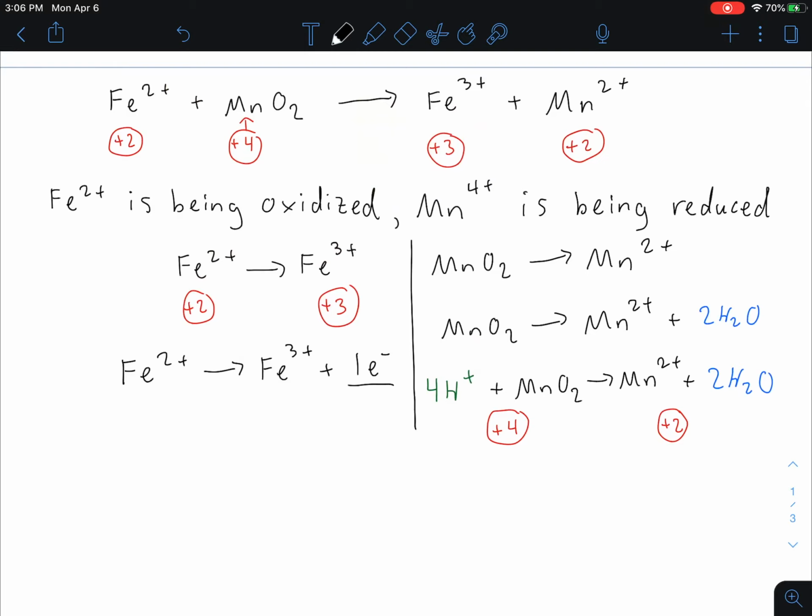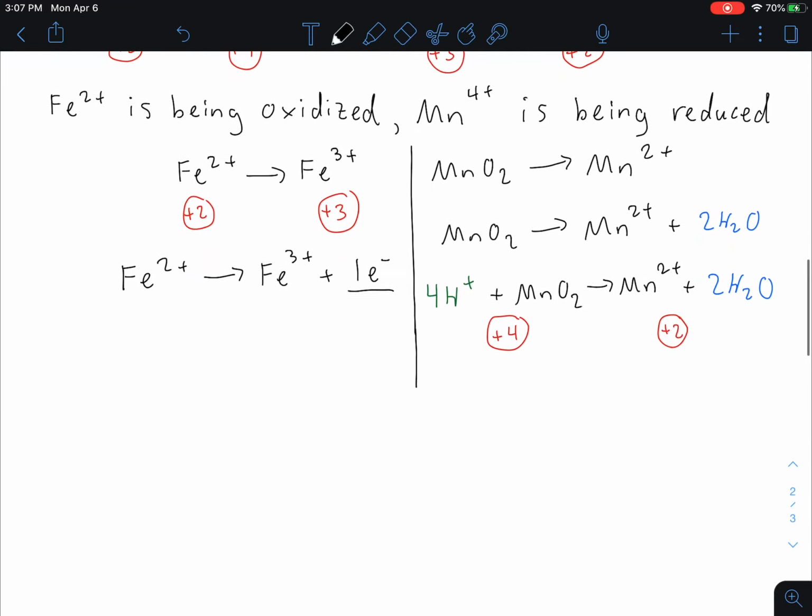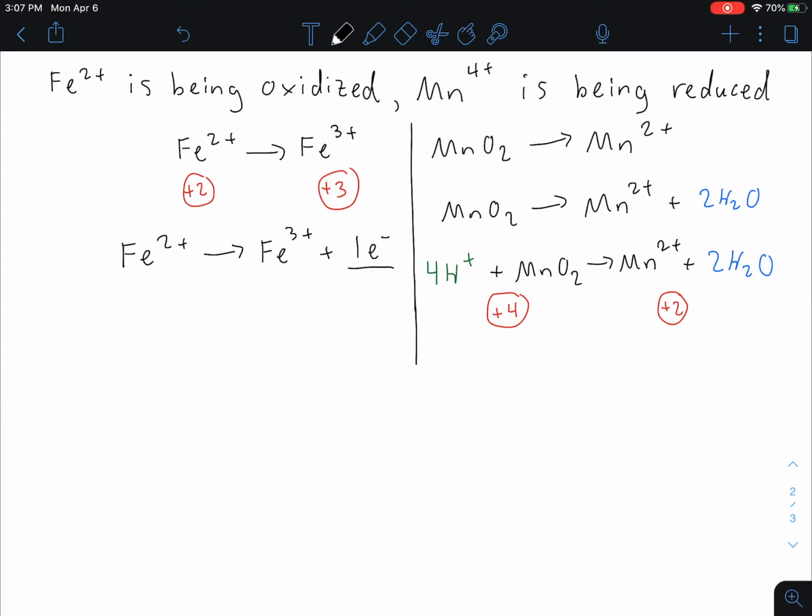Now I just need to add electrons on the more positive side. How many electrons? 2. Let me extend this line a little bit more. So now it becomes 2 electrons plus 4H plus MnO2 makes Mn2 plus 2 waters.